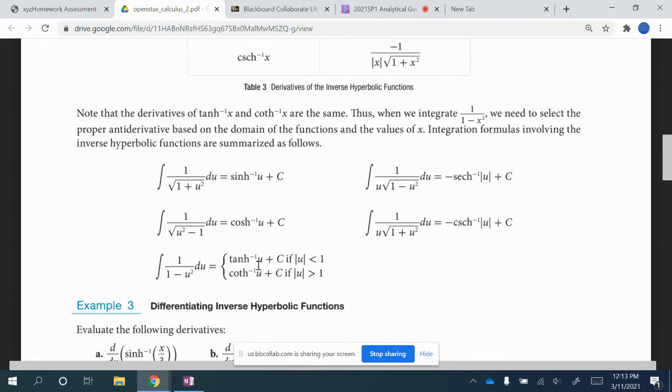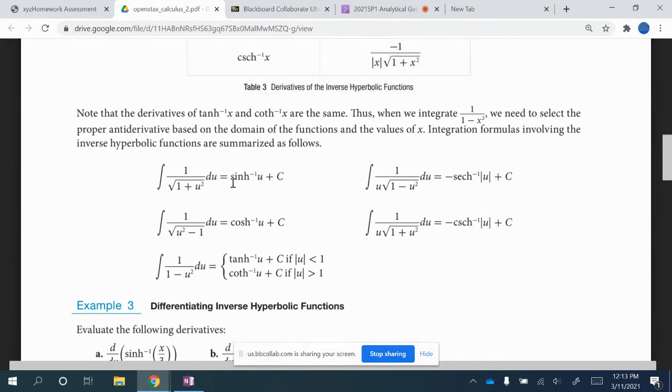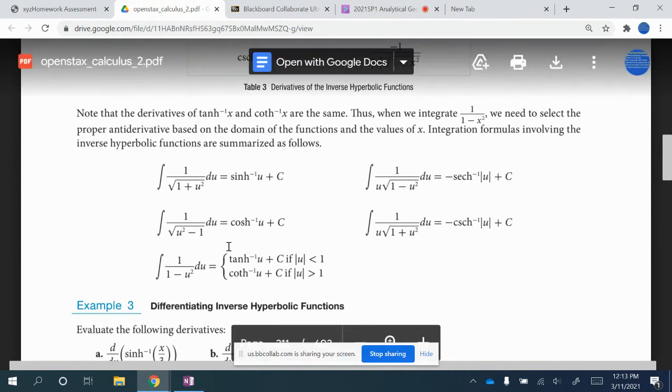So notice that the integral of 1 over 1 minus u squared du is equal to the inverse of hyperbolic tangent of u plus c, and it's also equal to the inverse of hyperbolic cotangent u plus c. In the directions, we were told to use the inverse of hyperbolic sine. So in this case, we're going to use the inverse of hyperbolic tangent. All right, so just follow closely on this problem, because I'm going to do some weird sort of things before I make my substitution.